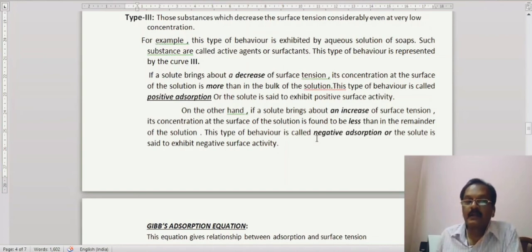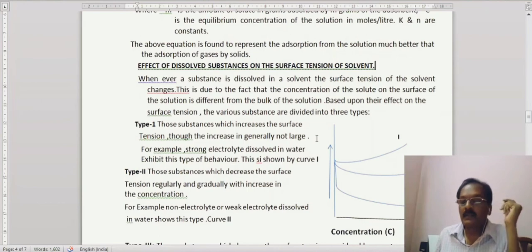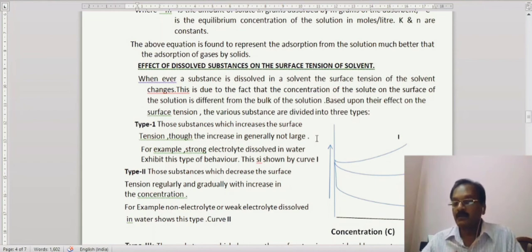So this is all regarding the discussion of the effect of dissolved substances on the surface tension of the solvent. In total, you can conclude that the surface tension of the solvent depends on the nature of the solute and on the concentration of solute you dissolve. In some cases there are slight changes or increases, in some cases decreases, and in some cases a complete decrease is observed. So this is all regarding the effect of dissolved substances on surface tension.